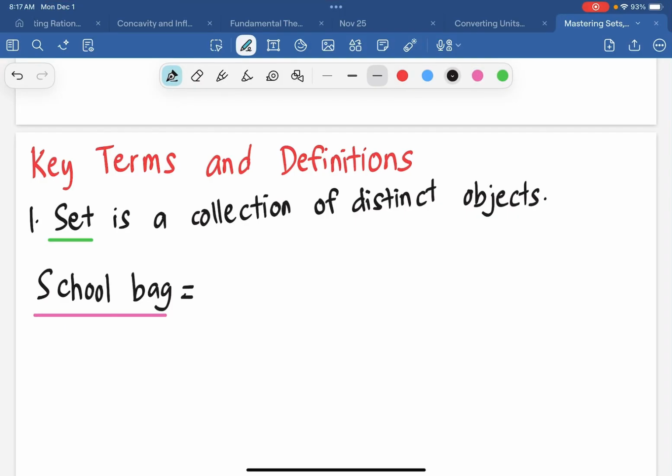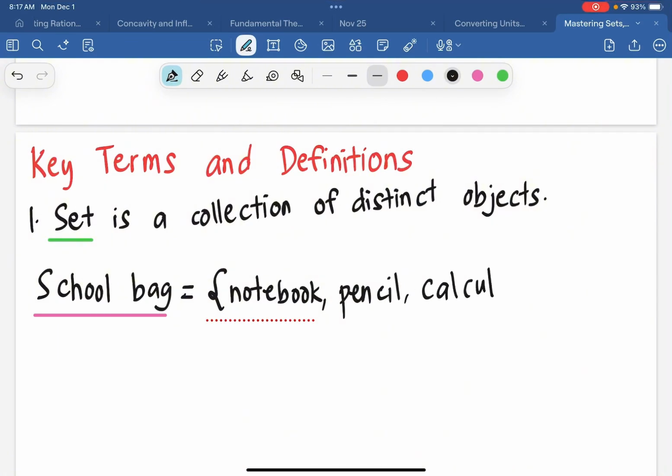Inside it, you might have a notebook, a pencil, a calculator, and a ruler. This group of items is an example of a set.